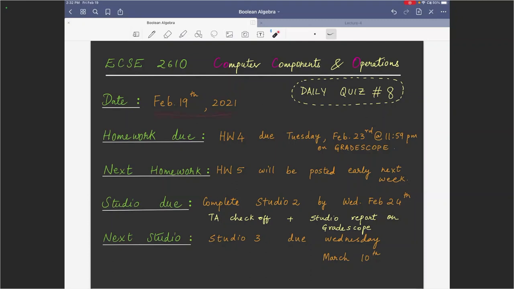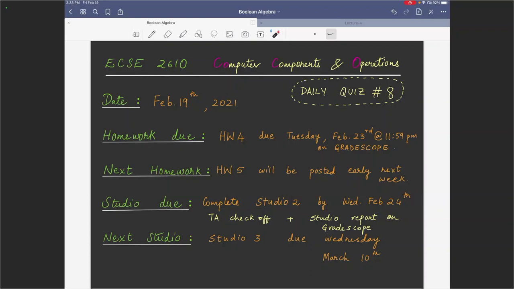The date today is Feb 19th. The daily quiz for today is quiz number 8. So please go to Gradescope, take a couple of minutes to answer that. The homework that is due, homework 4, is due Tuesday, Feb 23rd. The next homework, homework 5, will be posted early next week or even over the weekend. I can post that. And as usual, you will have at least a week to work on homework 5.